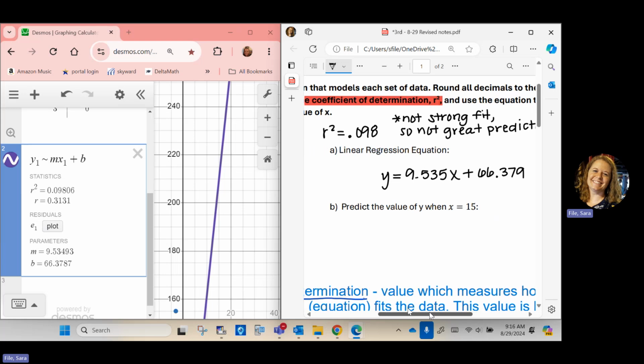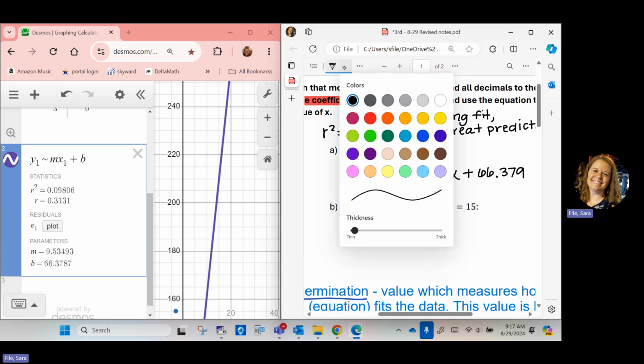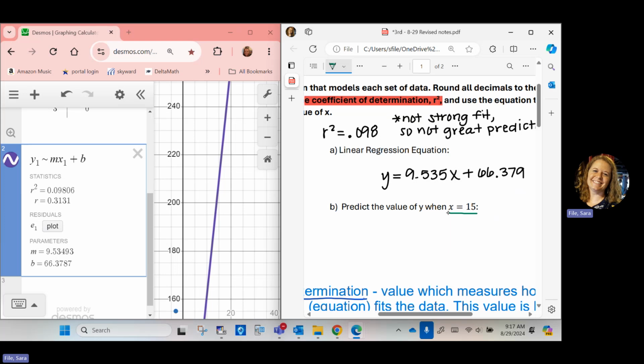But my R squared being close to 0 tells me that this equation is not a great fit for this data, okay? Now I'm going to go ahead and use it to make my prediction. They want us to predict when X is 15. So we're going to plug that in there. So 9, oops, started to write 3. 9.535 times 15, 66.379.